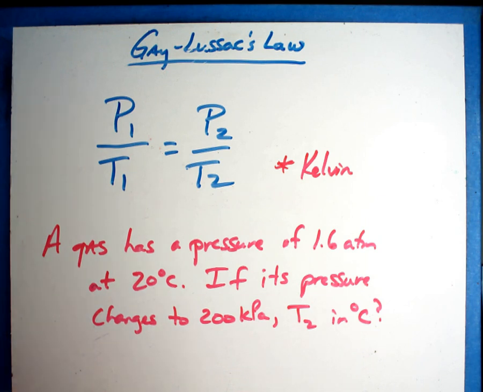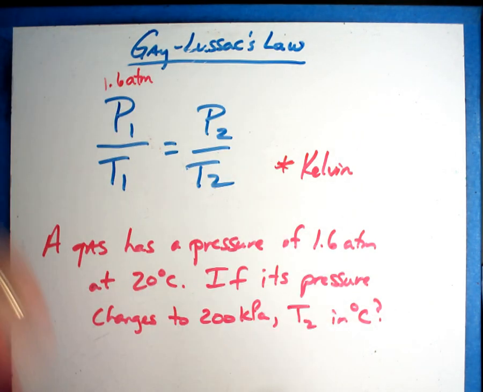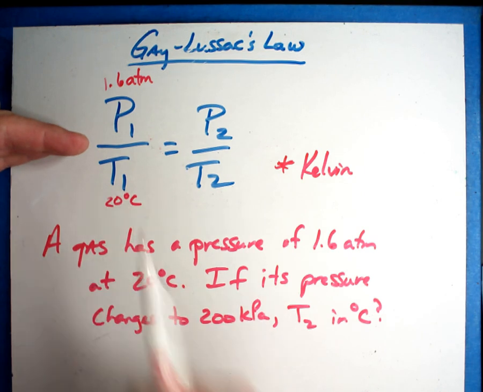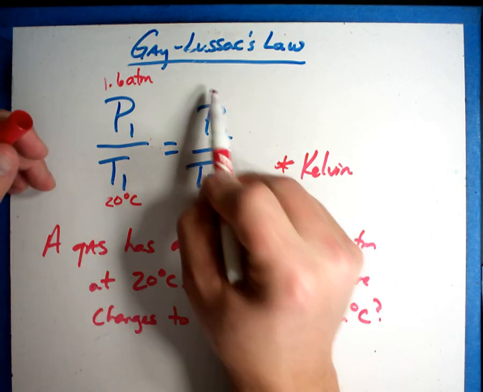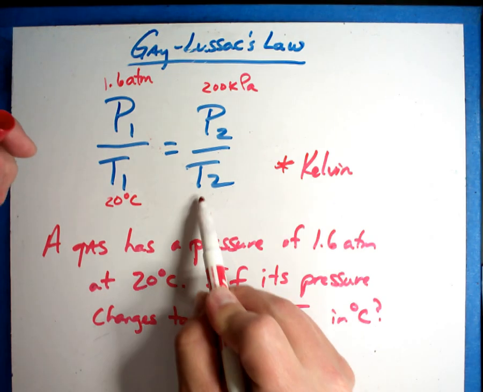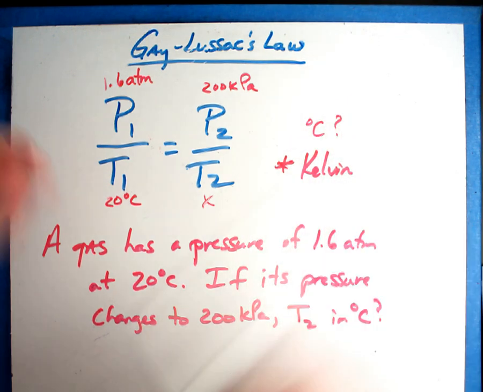Alright, let's work the problem. The gas has a pressure of 1.6 atmospheres. You'll notice I'm just writing it where it goes. Reminder, pick the formula, plug the numbers where they go. When you have a test coming up, you need to know which law to use and how to plug into it. So always start with the formula and plug the numbers in. It says that it's at 20 degrees Celsius. That should kick off an alarm in your head. That's not in the right units. You're going to have to fix that. Pressure is going to change to 200 kilopascals, which also is a problem. We're going to have to fix that. There's my X. They want the temperature in degrees Celsius, so we're going to have to work around that. So let's see what we do.